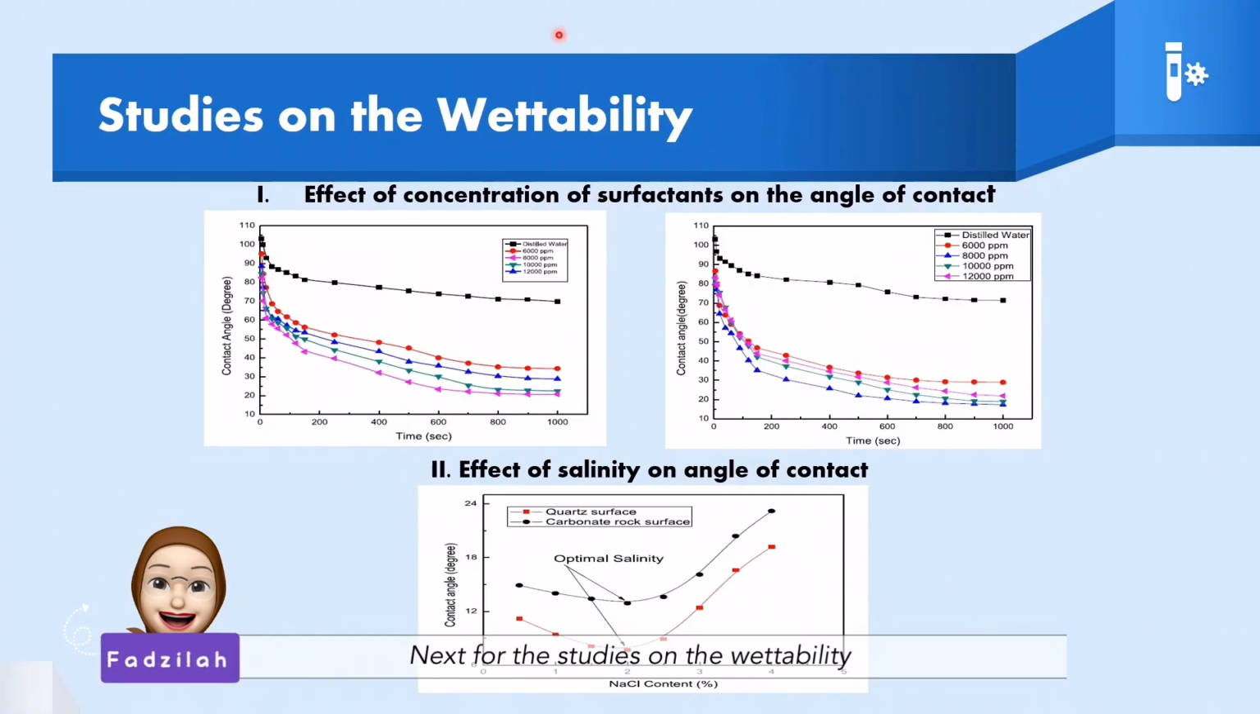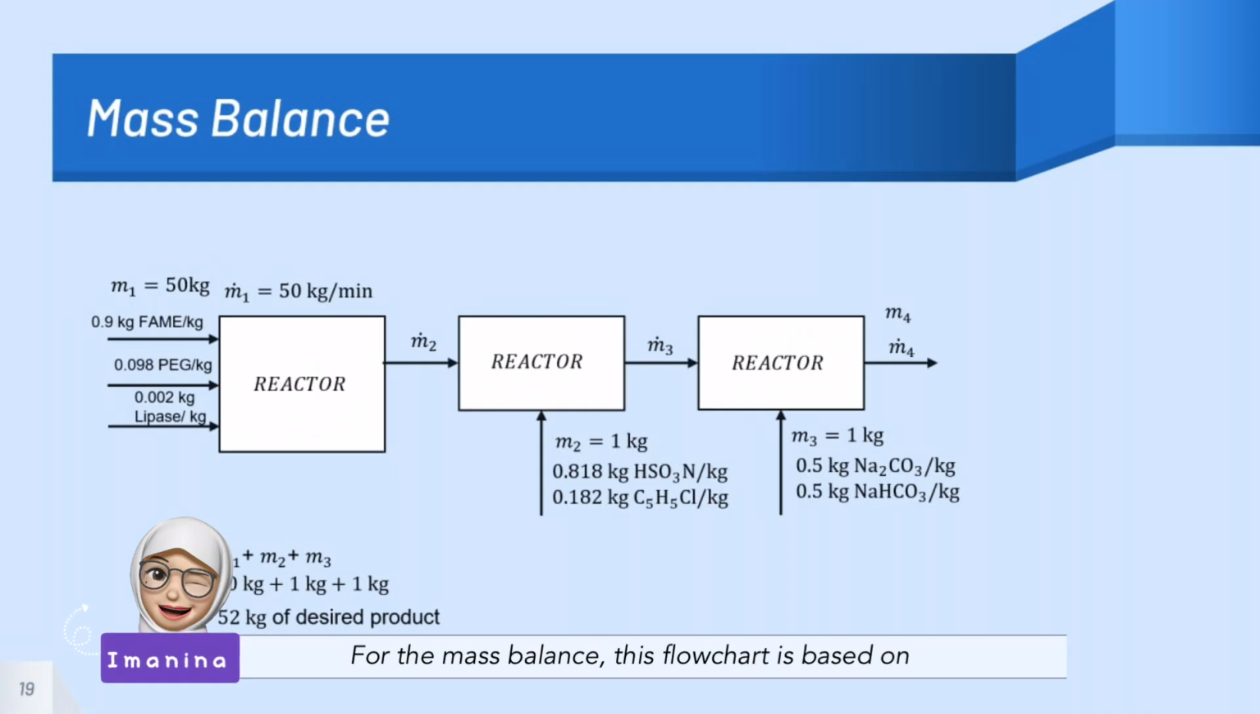Next, for the studies on wettability, with the change in composition of both quartz and carbonate rock surfaces from oil wet to water wet, the surfactant demonstrates strong wetting characteristics. For the salinity and contact angle, at first contact angle values are found to decrease with surfactant concentration down to CMC. After that, it begins to increase. The effect of the salt addition shows a much lower reduction in the contact angle compared to that of pure surfactant solutions.